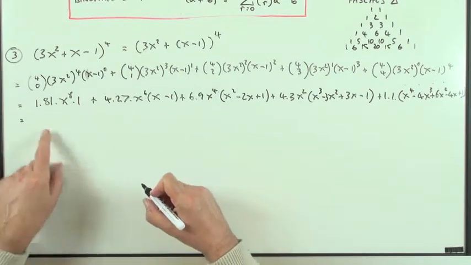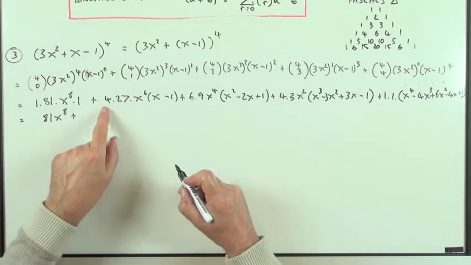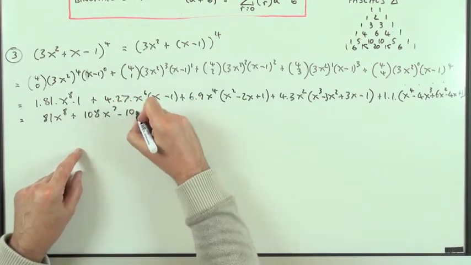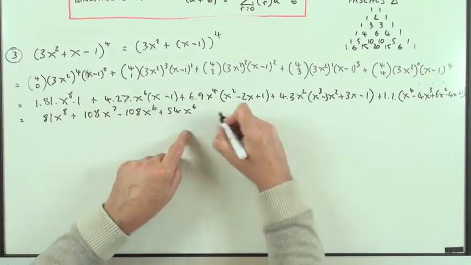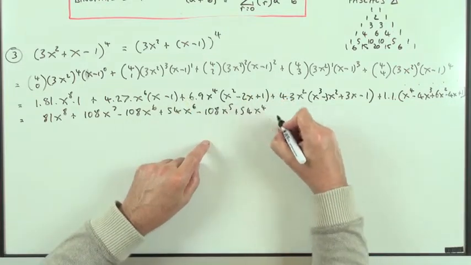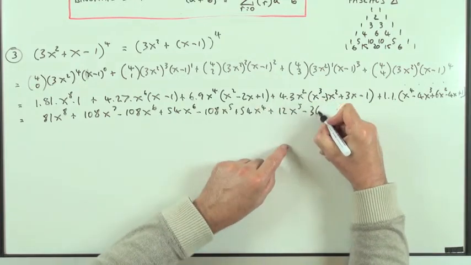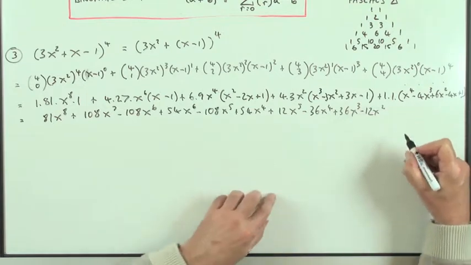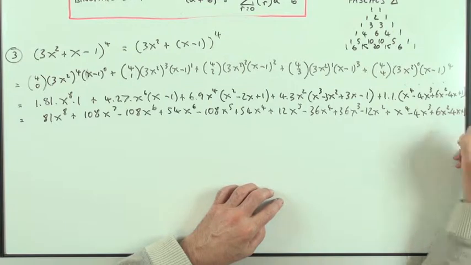So what's that then? So that's going to be 81x to the 8 plus 4 27s are 108x to the 7 and then minus the 108x to the 6 plus that'll be 54x to the 6 minus double it, 108x to the 5 back to 54x to the 4 plus that's 12x to the 5 minus 36x to the 4 plus 36x cubed minus 12x squared plus x to the 4 minus 4x cubed plus 6x squared minus 4x plus 1.